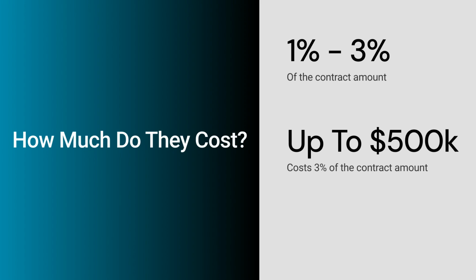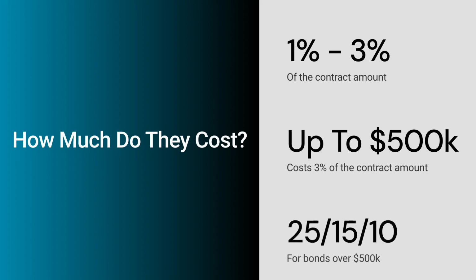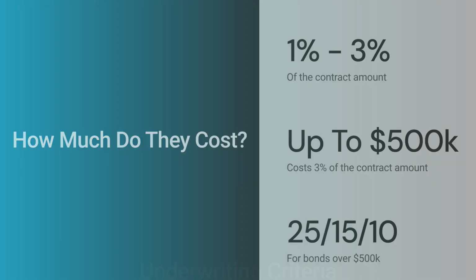The most typical tiered rate is known as a 25, 15, 10 rate, translated to mean 2.5% of the first $100,000 of the bond amount, 1.5% for the next $400,000, and 1% for the rest.